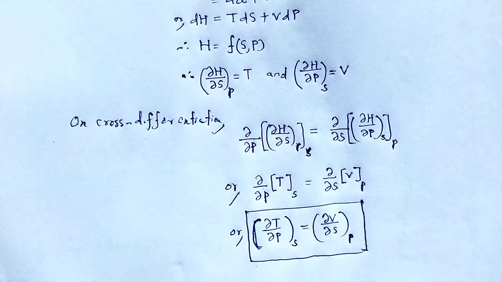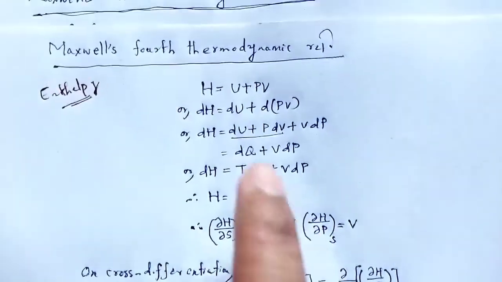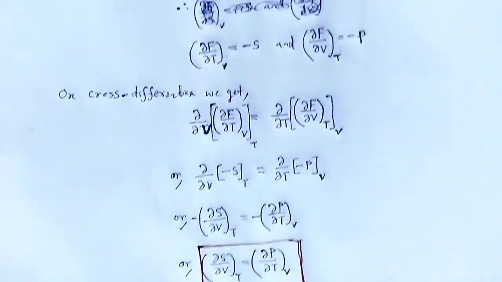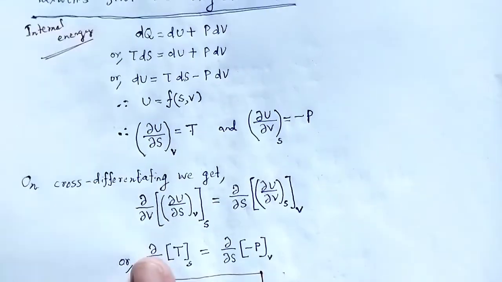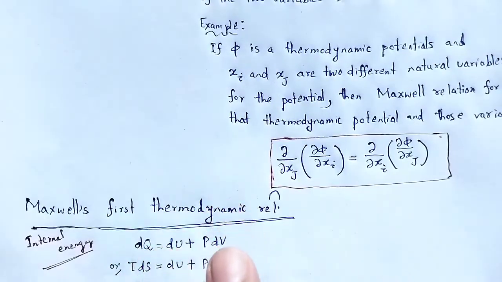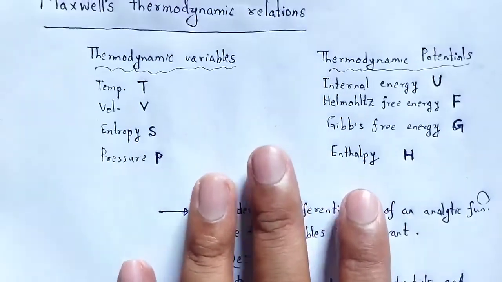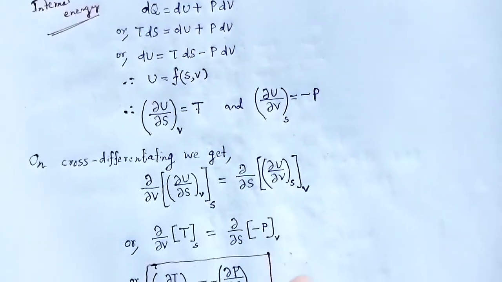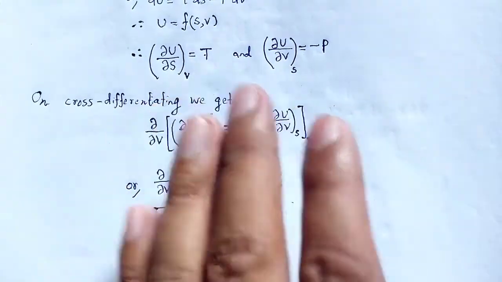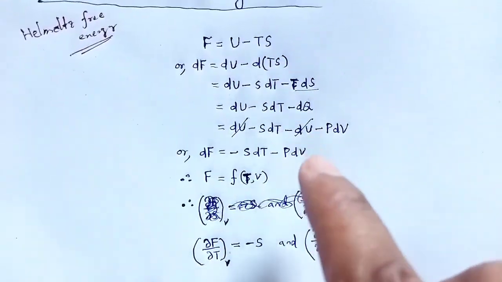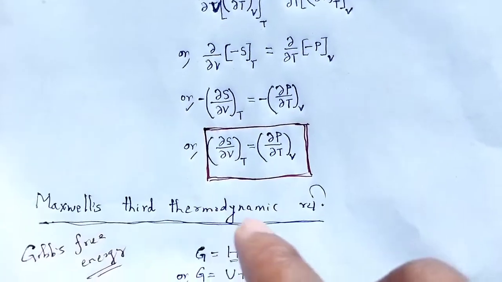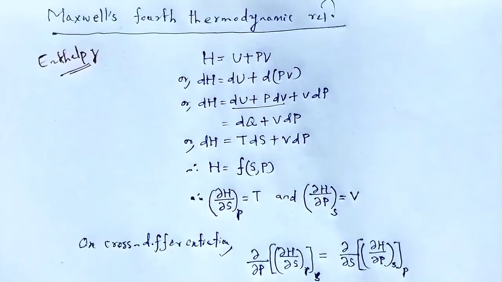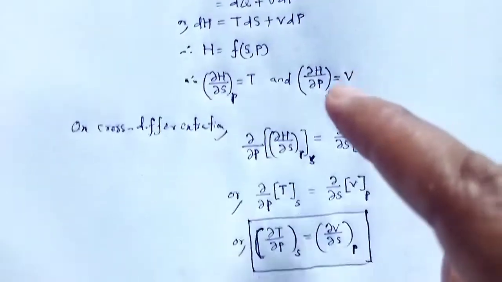So here we derived Maxwell's four thermodynamic relations. This is the fourth one. This is the third one. This is the second one. And this is the final, this is the first one. These equations are derived by taking into consideration the thermodynamic variables and thermodynamic potentials. The first thermodynamic relation takes internal energy into consideration, the second takes Helmholtz free energy, the third takes Gibbs free energy, and the fourth takes enthalpy.